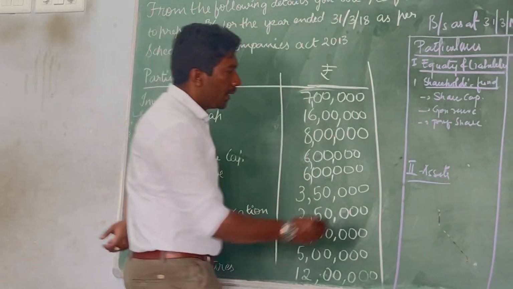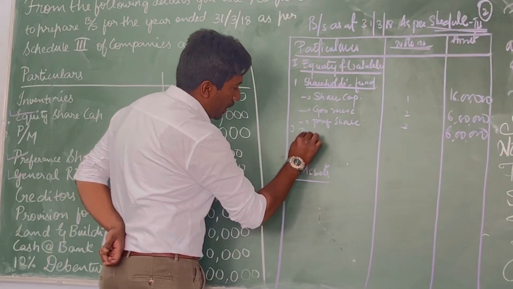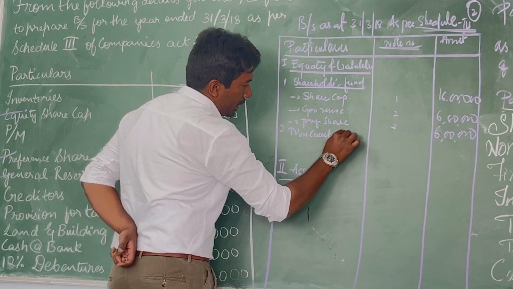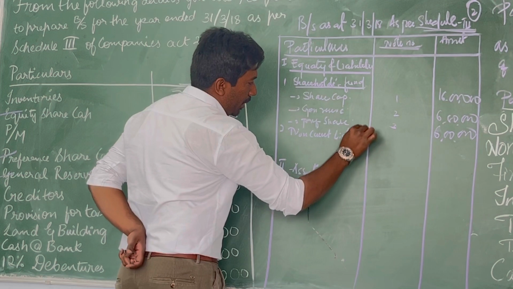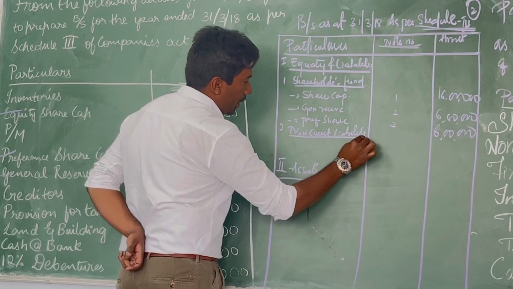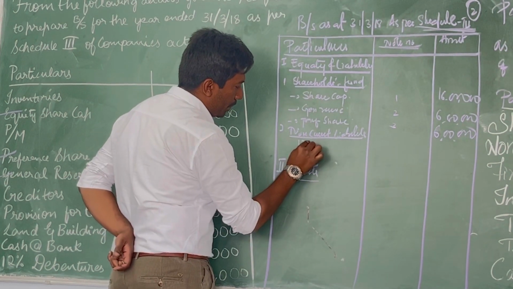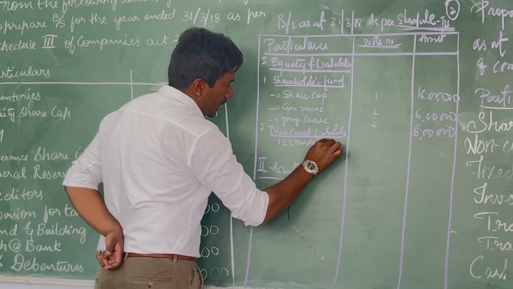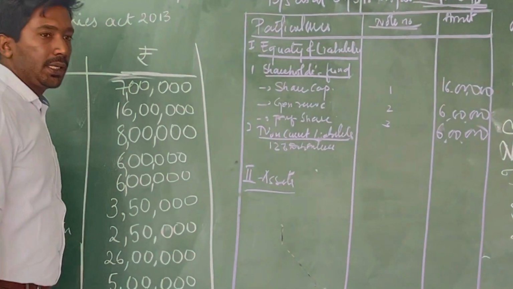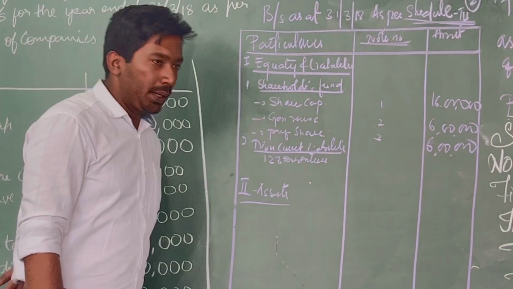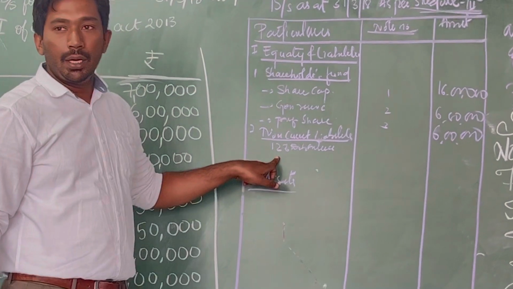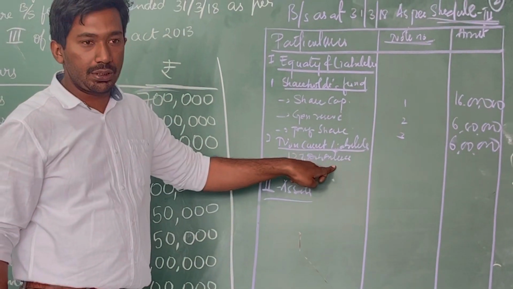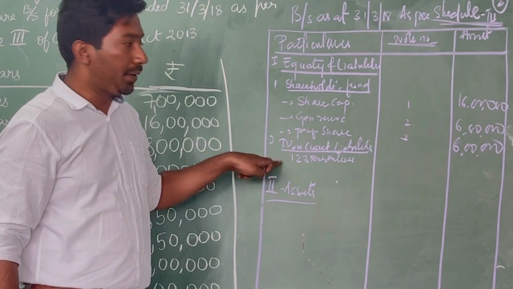Okay. So here the next heading 2 is non-current liabilities. Debenture, always remember, debenture comes under non-current liability, 12%. 12% means what, guys? Interest. Rate of interest. They will ask you for 1 mark question: what do you mean by 12% in 12% debentures? 12% is an interest rate.